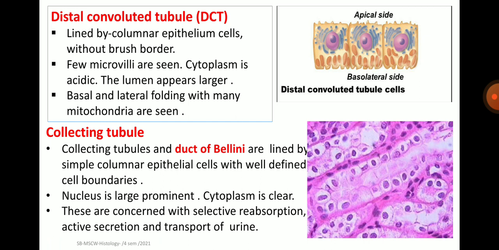Next region is the distal convoluted tubule. It is lined by columnar epithelial cells without brush border. There are few microvilli seen here, very few. In fact, the cytoplasm is acidic and the lumen appears larger.